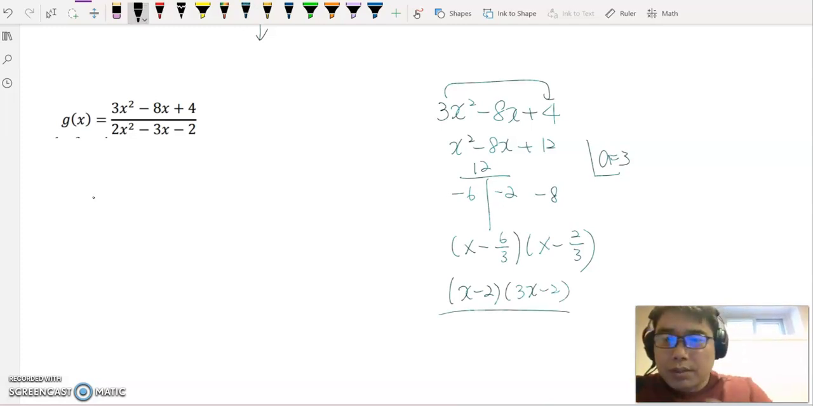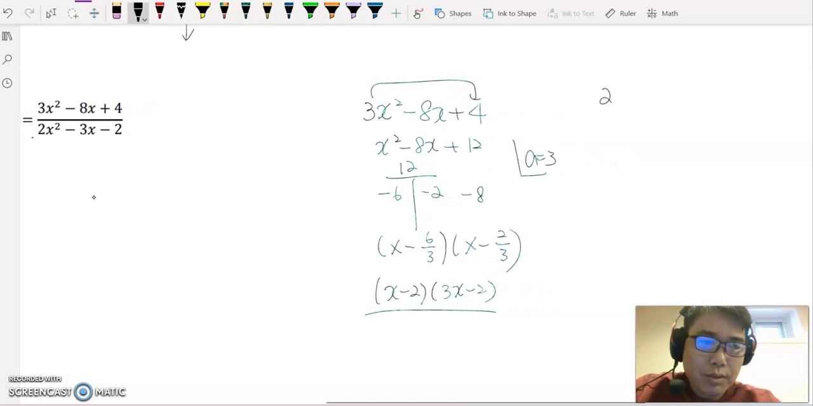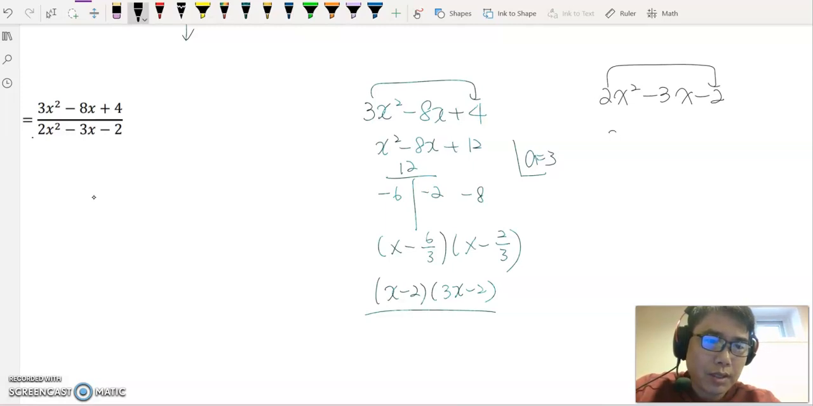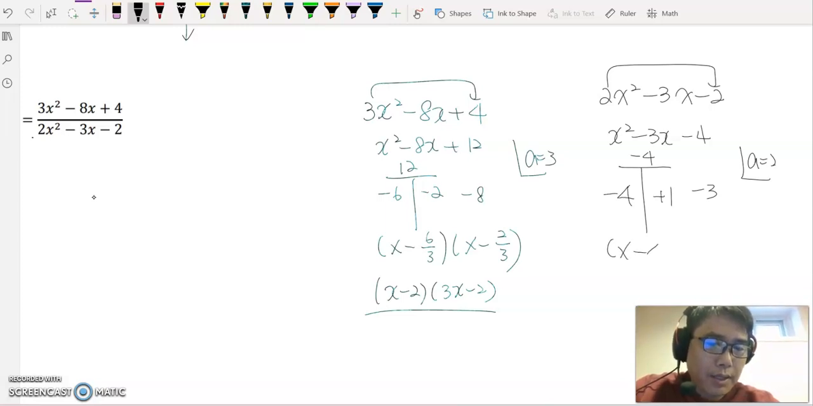And now the denominator. So 2x squared minus 3x minus 2 going here. Then x squared minus 3x minus 4. So don't forget a equals 2. And this becomes negative 4 and positive 1, which means (x minus 4) over 2, and then (x plus 1) over 2. So (x minus 2), and then (2x plus 1). Okay.